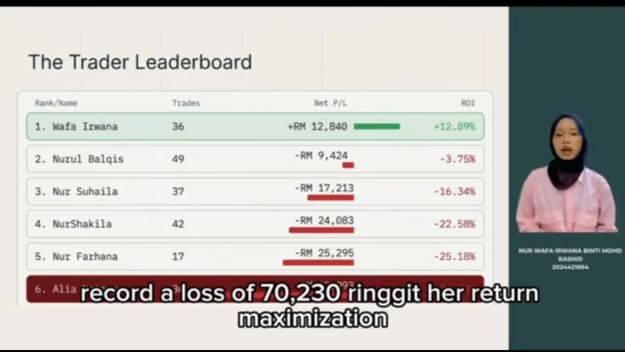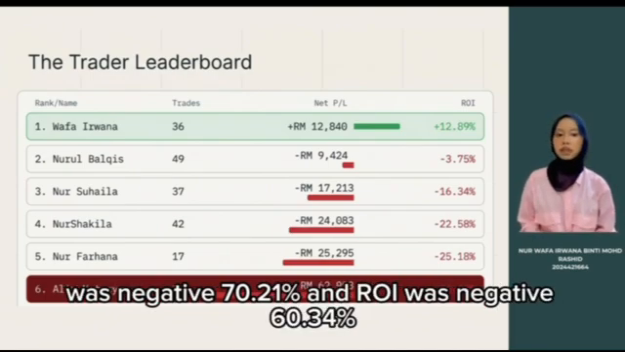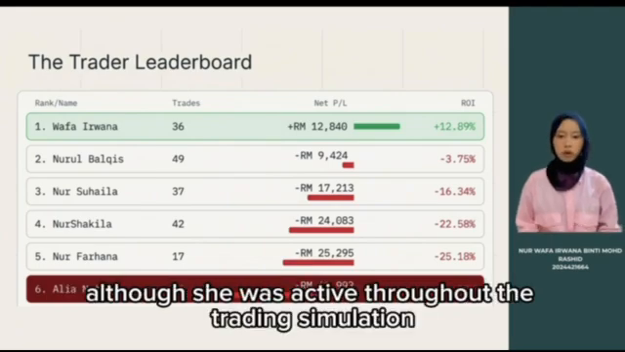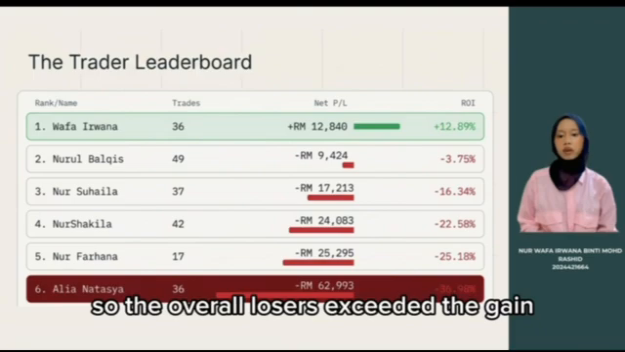Next, SUHAILA completed 37 trades and recorded a loss of 70,230 ringgit. Her return maximization was negative 70.21% and ROI was negative 60.34%, although she was active throughout the trading simulation. So the overall losses exceeded the gain.